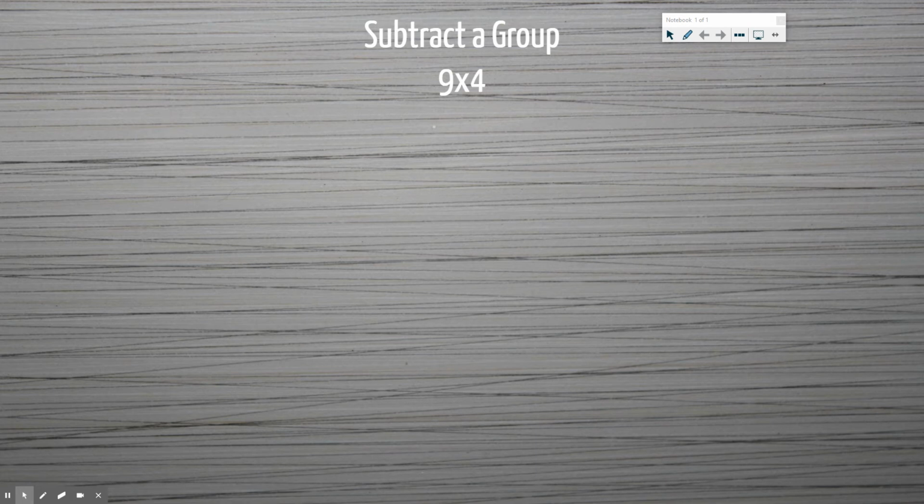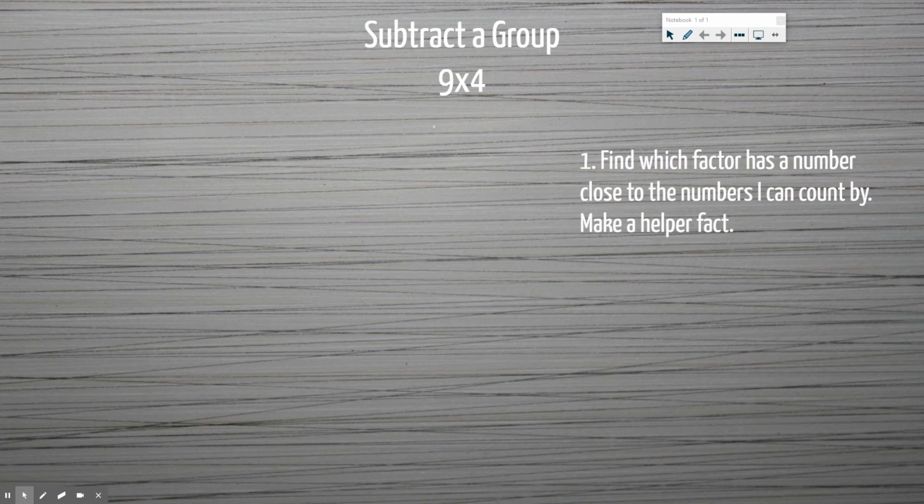Now we're going to look at subtract a group, and 6 times 7 didn't really work with this strategy, so we're going to solve for 9 times 4. And just like with subtract a group, I'm going to look for which factor has a number close to the numbers I can count by, and I'm going to make that helper fact. So I know that 9 is close to 10, so I'm going to have 10 groups of 4 instead of 9 groups of 4 to help me to solve that problem.